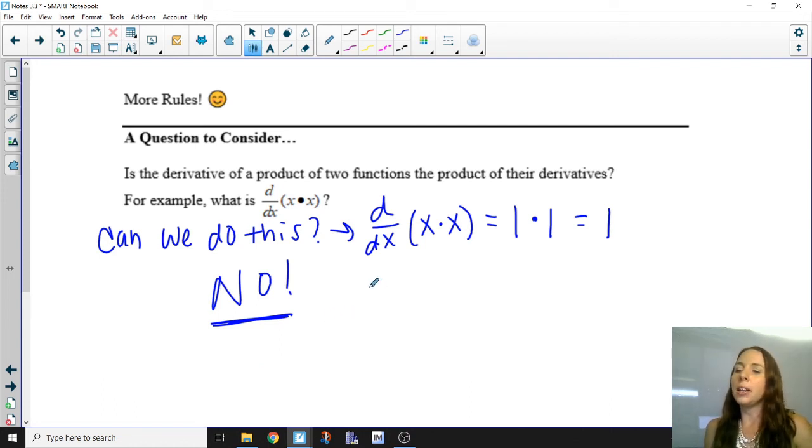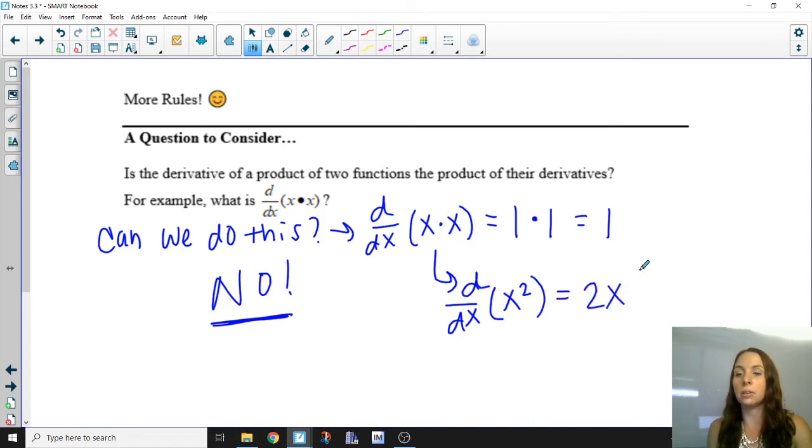All right. Anyway, no, obviously this doesn't work, right? Because we know that the derivative of x times x is the derivative of x squared. And we know that that derivative is 2x. This does not work. No. All right, are you getting the idea? No, you can't do it.